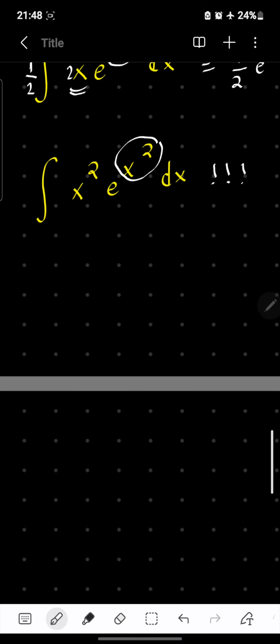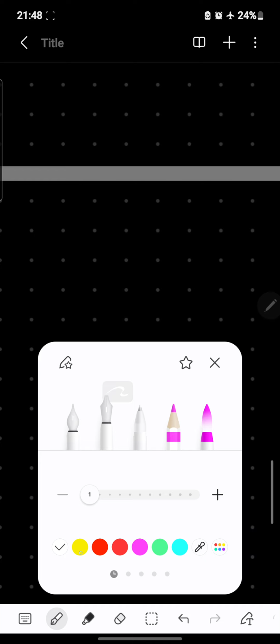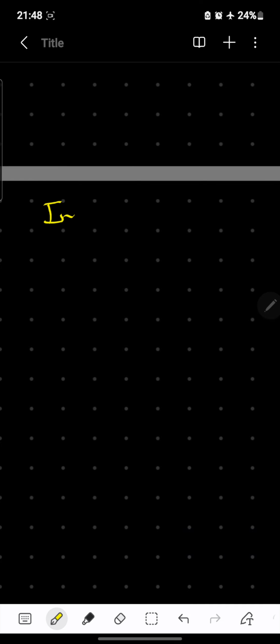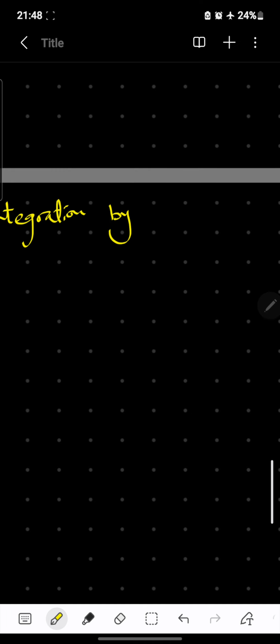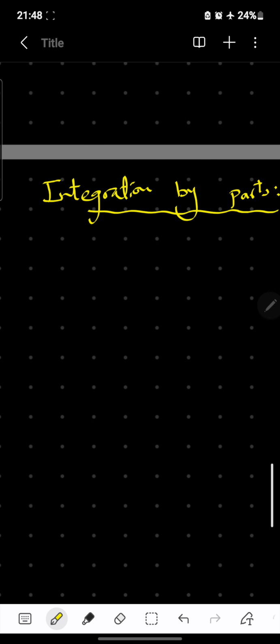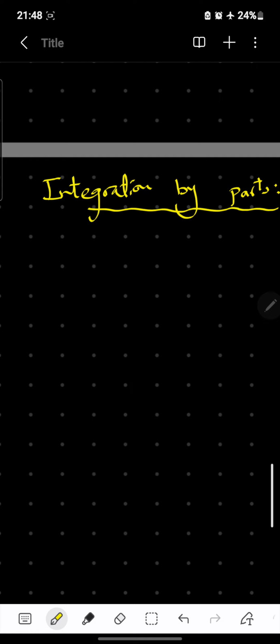To solve this one, we should use integration, or primitive, by parts. What will we do in integration by parts? To calculate any integral by primitive by parts, we have to split the integrand into two functions.